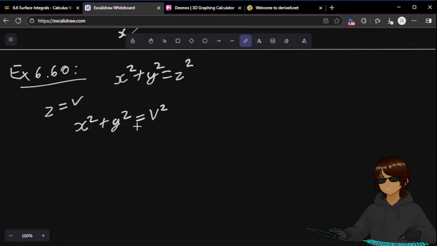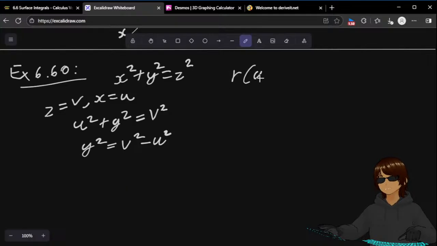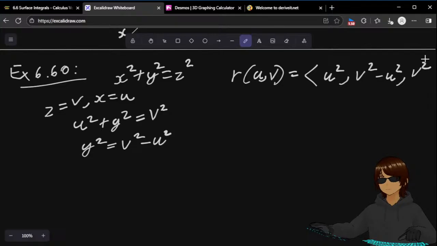Now x squared is equal to... y squared is equal to v squared minus x squared. Okay, let's say x is equal to u. Then we have r(u,v) = (u, square root of v squared minus u squared, v).